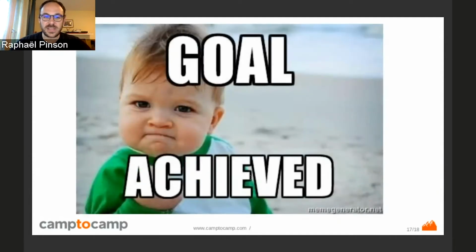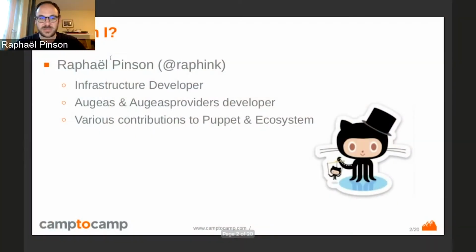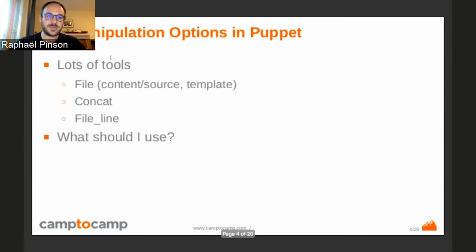So the goal is achieved, and what's great is that it could allow to have a Let's Encrypt kind of approach to Puppet certificates eventually. So the second one is about Augeas providers. So as I mentioned before, I'm an Augeas providers developer. This is what this is about.